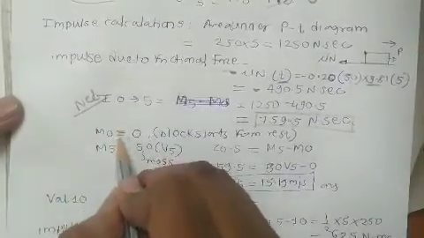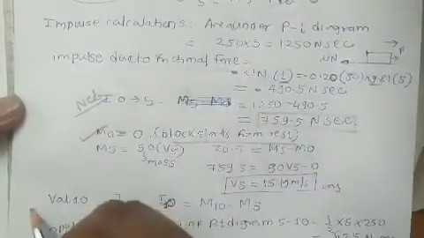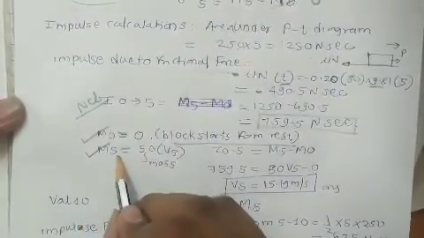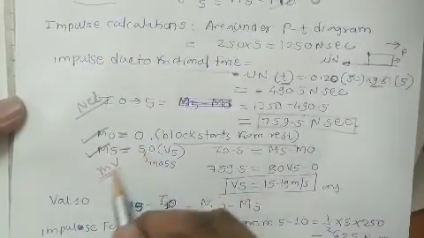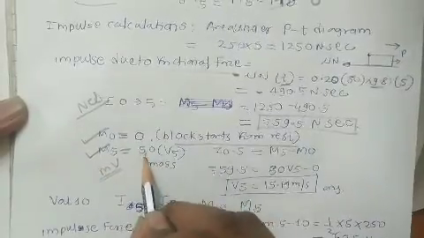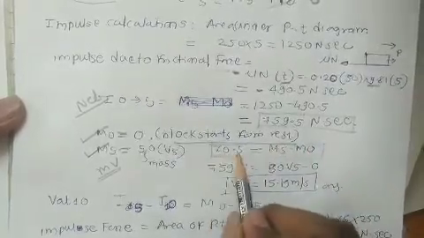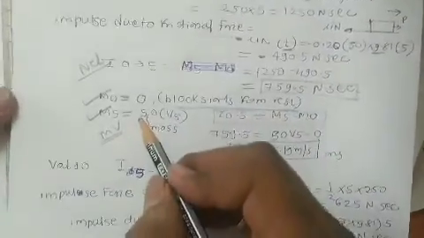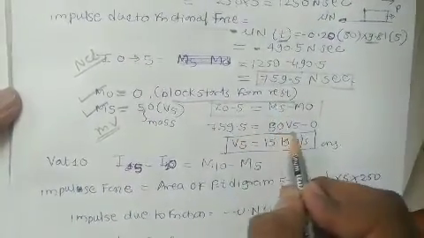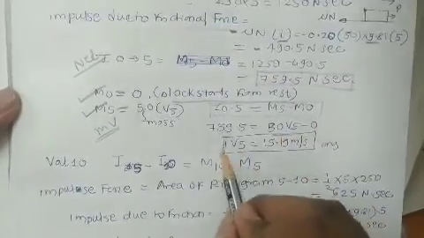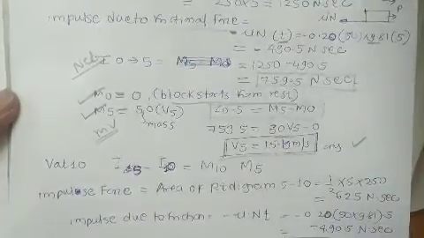Now the momentum calculation. Momentum at 0 is 0 because the block starts from rest. Momentum at 5 is mass into velocity, so that is 50 into v5. We use the formula I from 0 to 5 equals m5 minus m0. The net impulse we found is 759.5, equal to 50 into v5 minus 0. Therefore we get the velocity at 5 equal to 15.19 meters per second.